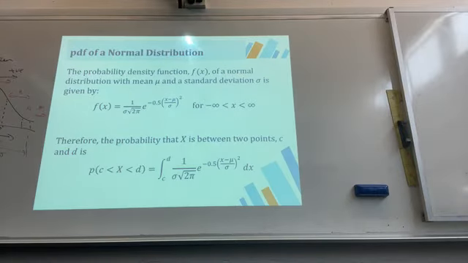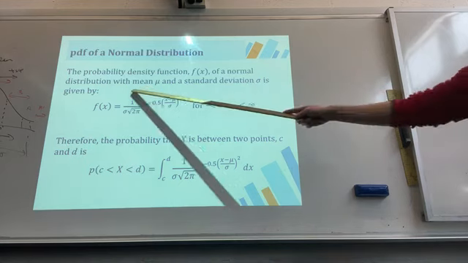The PDF of the normal distribution. The probability density function of a normal distribution with mean mu and standard deviation sigma is given by this. Alright, the equation is from negative infinity to infinity. So if the probability that X is between 2 points, C and D, you integrate between C and D. Alright? Don't have to write all this down, but you just need to make note of that. Understand that the probability distribution function for the normal distribution is this.